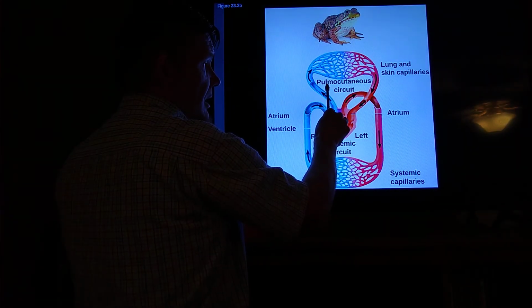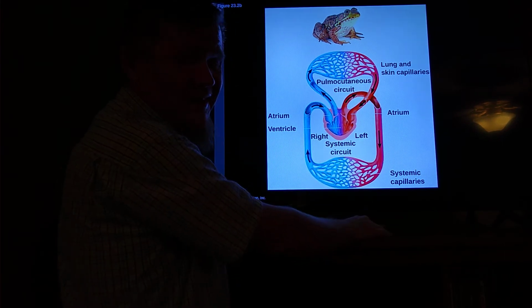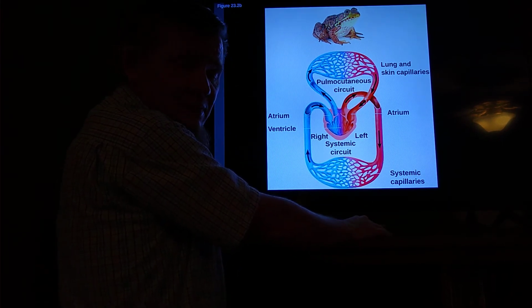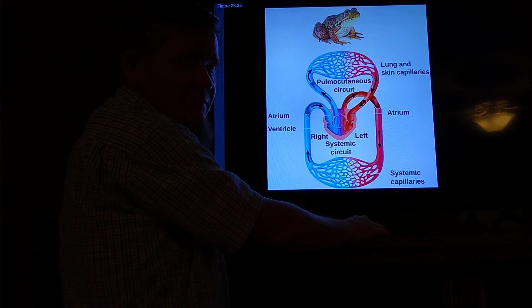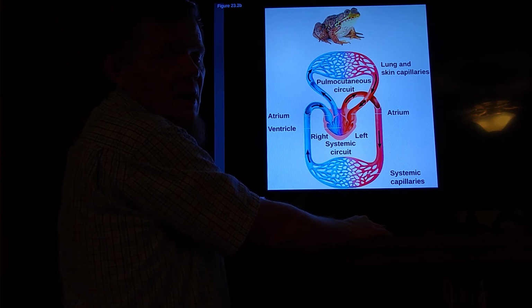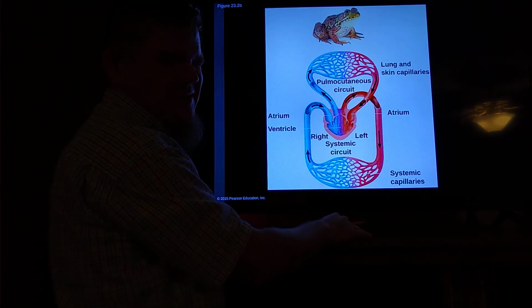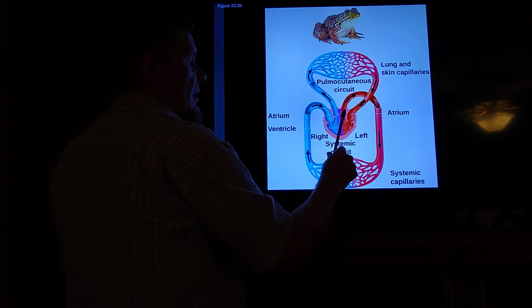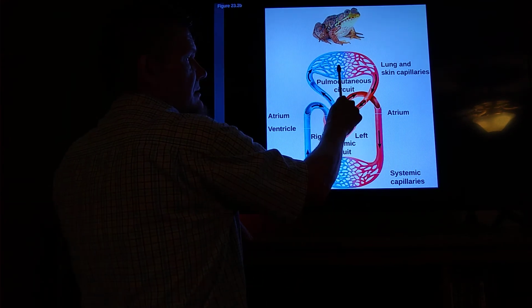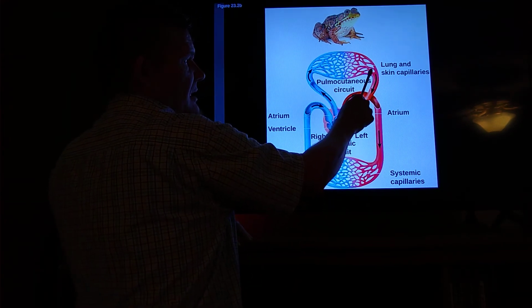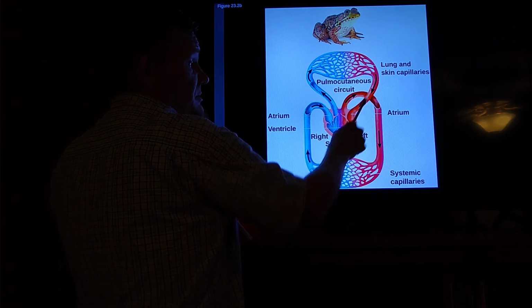And it says pulmonocutaneous. Remember, amphibians breathe a lot through their skin. They use some lung respiration. They use lots of skin respiration. So it's going to both. For our purposes, just think about it in the lungs at the moment. Ventricle contracts, sends blood to the lungs where it picks up oxygen. This now oxygenated blood comes back to the heart again.